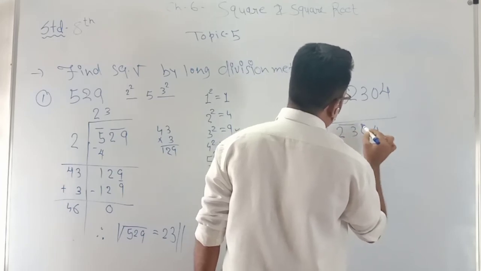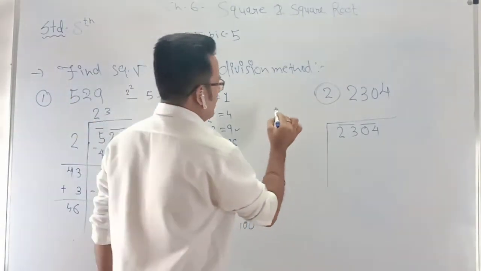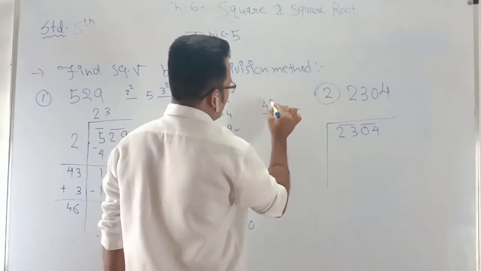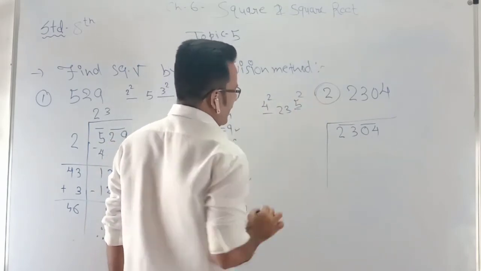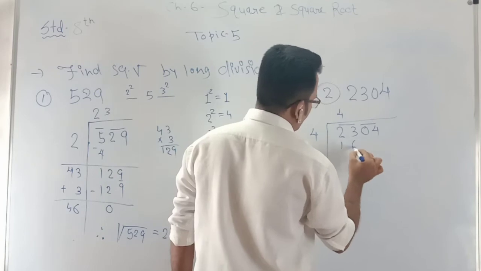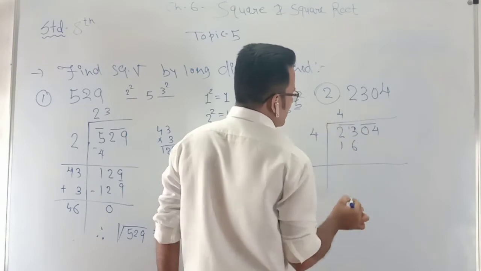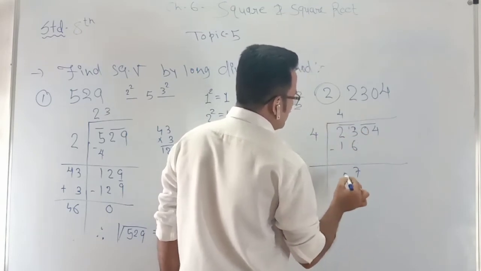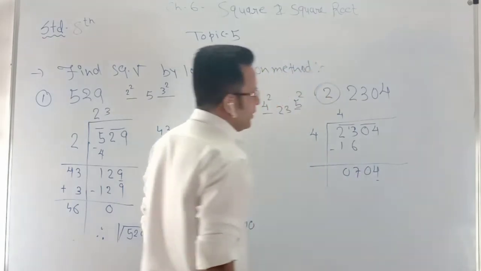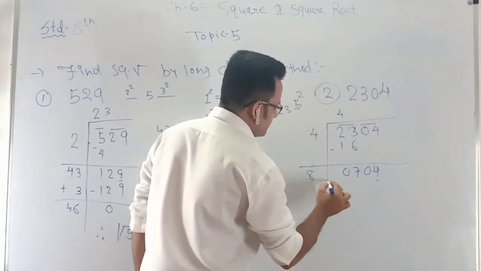2304. Put the bar. Now think of 23. 23 will be coming between the squares of 4 and 5. So take 4 square. 4 4s are 16. Now 23 minus 16, 7. Here 0. Take both numbers down. Now check your unit place. Here 4 plus 4, 8.